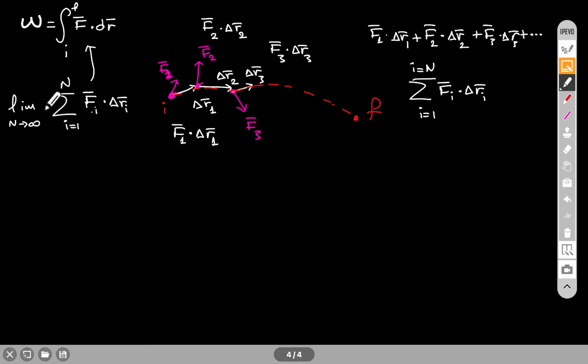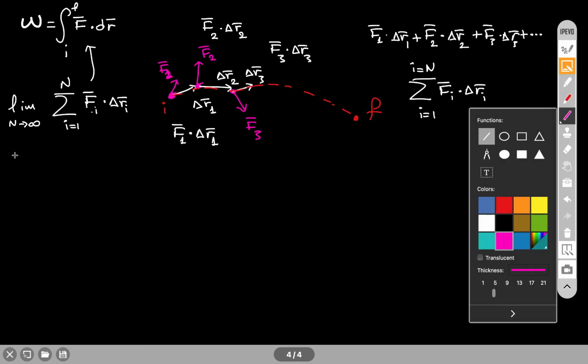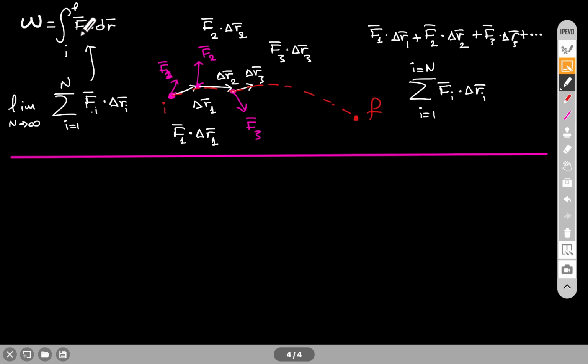Now, how are we going to do that? I'm going to talk about how we're going to work with this integral. So I'm going to copy the same thing here, from the initial to the final, F dot dr. By the way, this is the definition of work. This will never give you the wrong result.